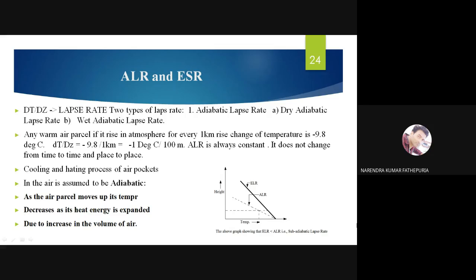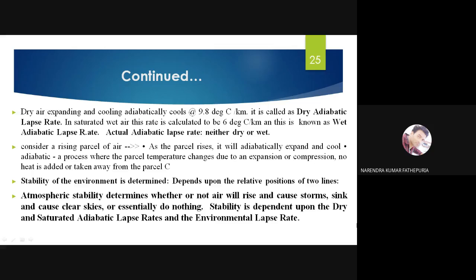So if the air parcel moves up, its temperature starts decreasing, and it's like releasing heat energy, and the heat energy will be used for the cooling air. There's cool air and warm air, so heat energy will be supplied from the hot air to the cool air, from the higher temperature to the lower temperature. So a convection process will be taking place.